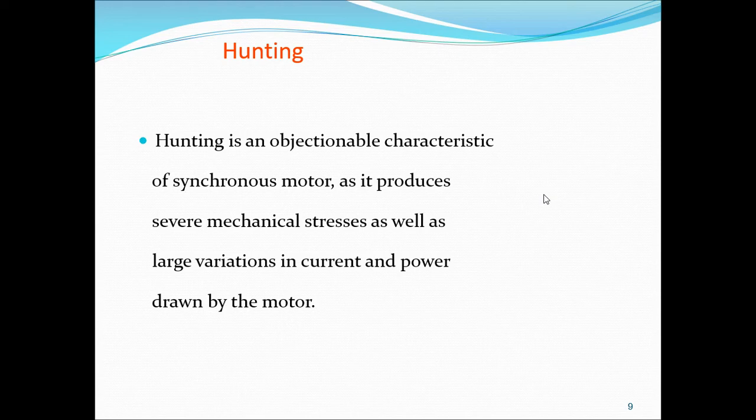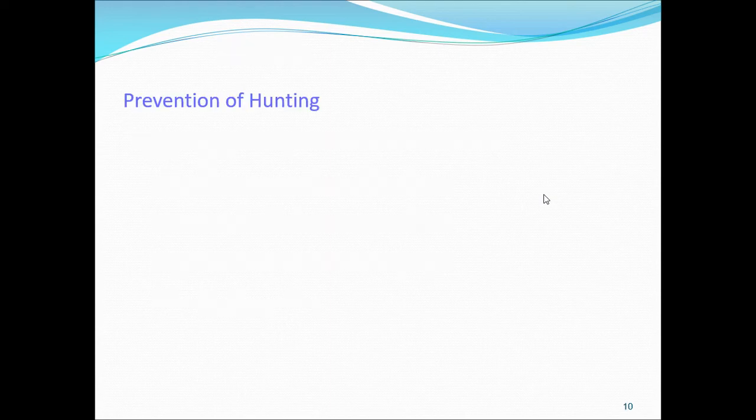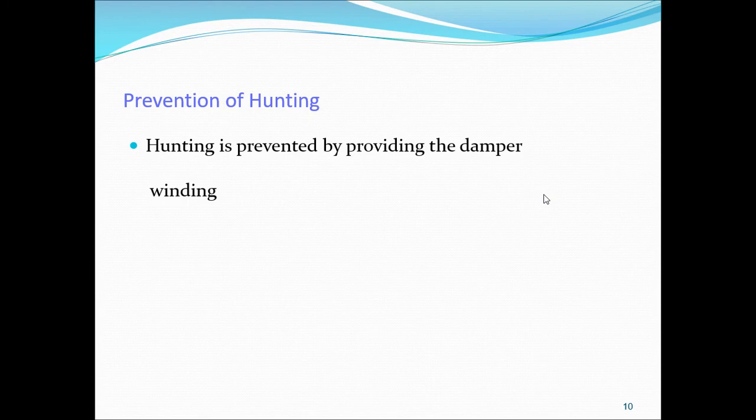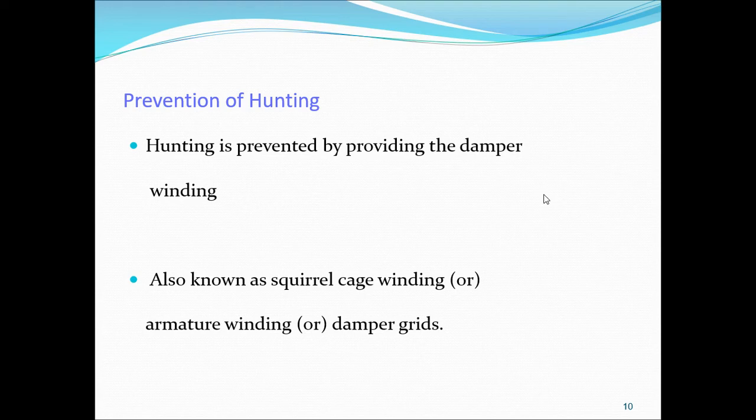as well as large variation in current and power drawn by the motor. So what do we have to do? We have to minimize this hunting. That is called prevention of hunting. So how can we prevent the hunting? We can prevent the hunting by using damper winding.